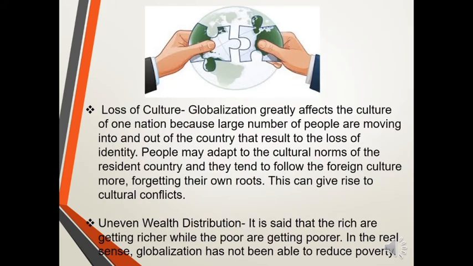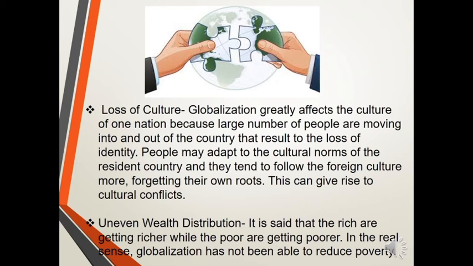Another disadvantage is the loss of culture. Globalization greatly affects the culture of one nation because a large number of people are moving into and out of the country, which results in the loss of identity. People may adapt to the cultural norms of the resident country and tend to follow the foreign culture more, which leads to forgetting their own roots. This can give rise to cultural conflicts.